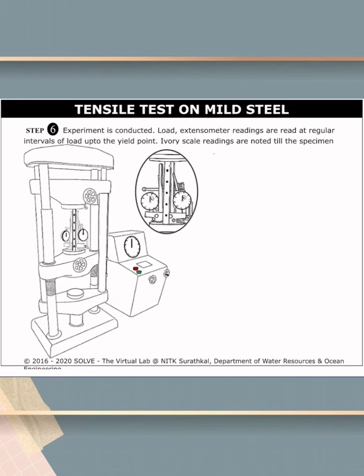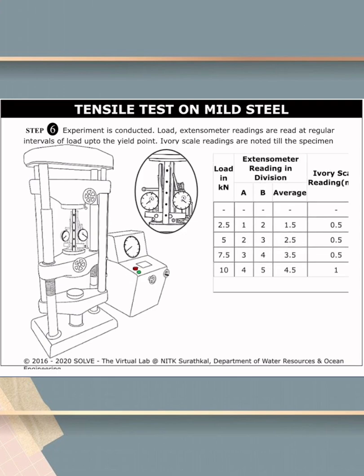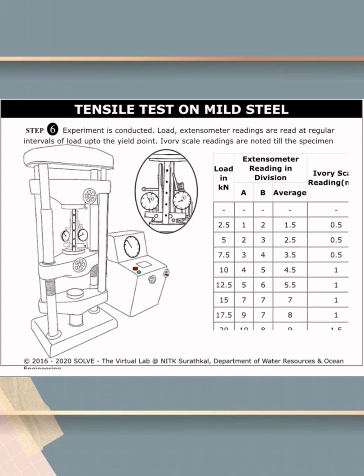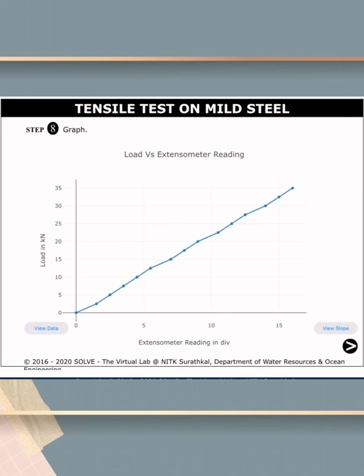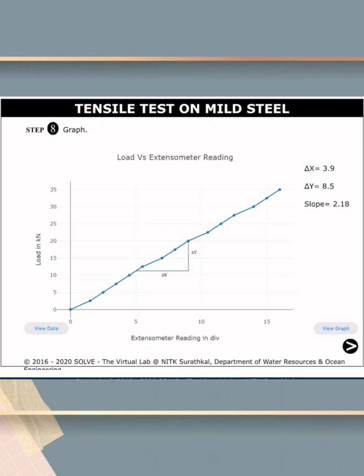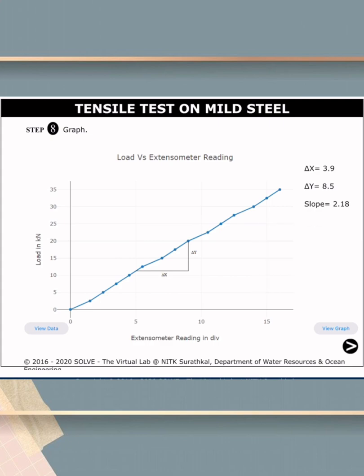Step 6. At regular intervals, the load and extensometer are read at regular intervals of load up to the yield point. We should measure the scale reading till the specimen breaks. Step 7. Based on the tabulated reading, we have to plot a graph. Step 8. We have to plot a graph of load versus extensometer reading, and the slope obtained from the plotted graph is 2.18.